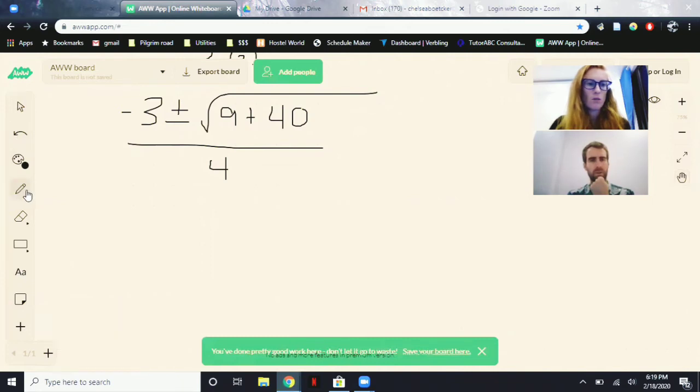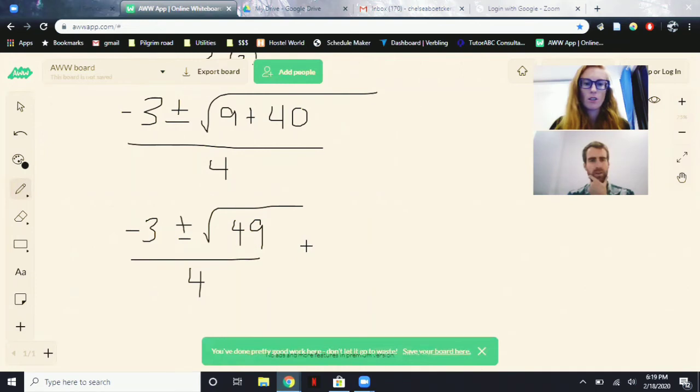So, moving on. Okay. We have negative 3 plus or minus the square root of 49 over 4. Okay. And what is the square root of 49? 7. Okay, so negative 3 plus or minus 7 all over 4.